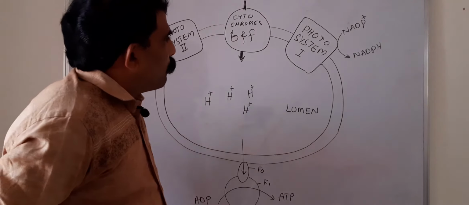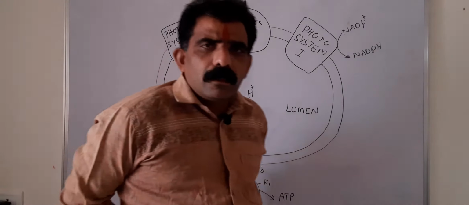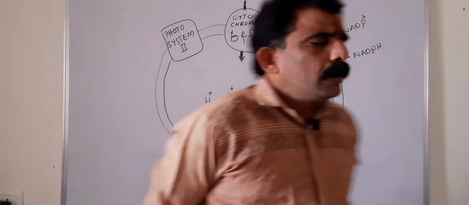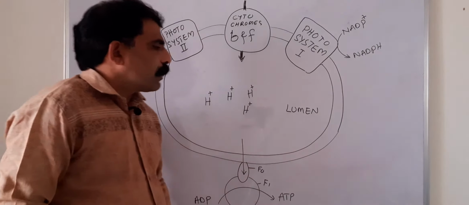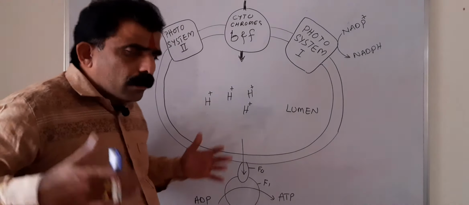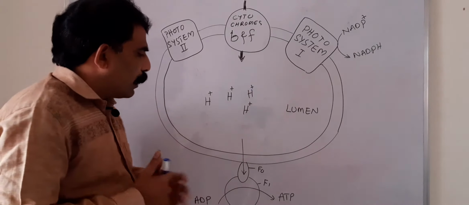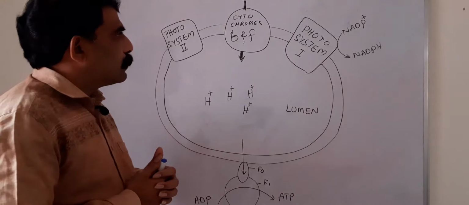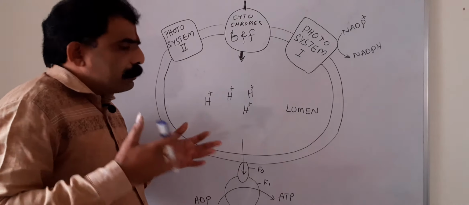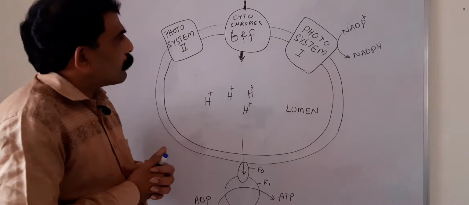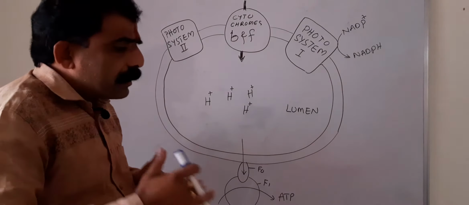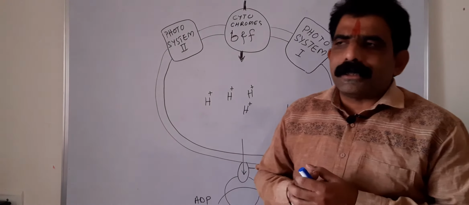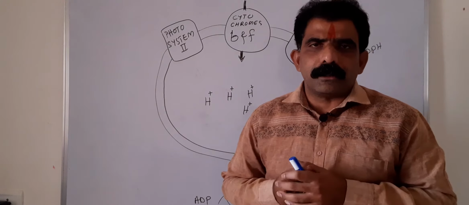Here, for the chemiosmotic synthesis of ATP, what do we need? We need a membrane, a proton pump, a proton concentration gradient, and an ATPase enzyme. With these requirements, ATP can be formed. So for chemiosmosis, a proton concentration gradient must be present.